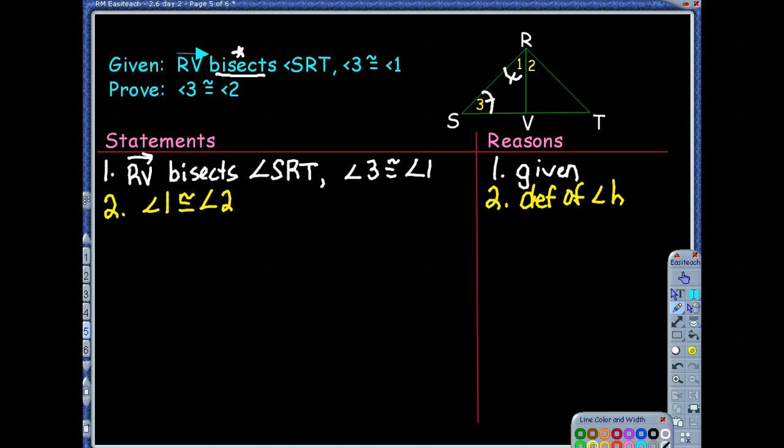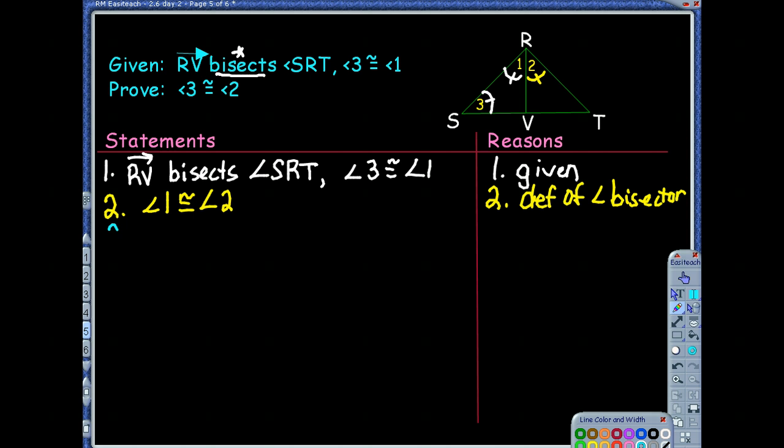Can I just say definition of bisects? What do you think? Well, I guess it's not very clear when I say bisects, so I need to think about angle bisector, because you're dealing with bisecting an angle. Okay, sounds good. So we already know angle 1 is congruent to angle 3. Now we know angle 1 is congruent to angle 2, so I can just use the same amount of tick marks.